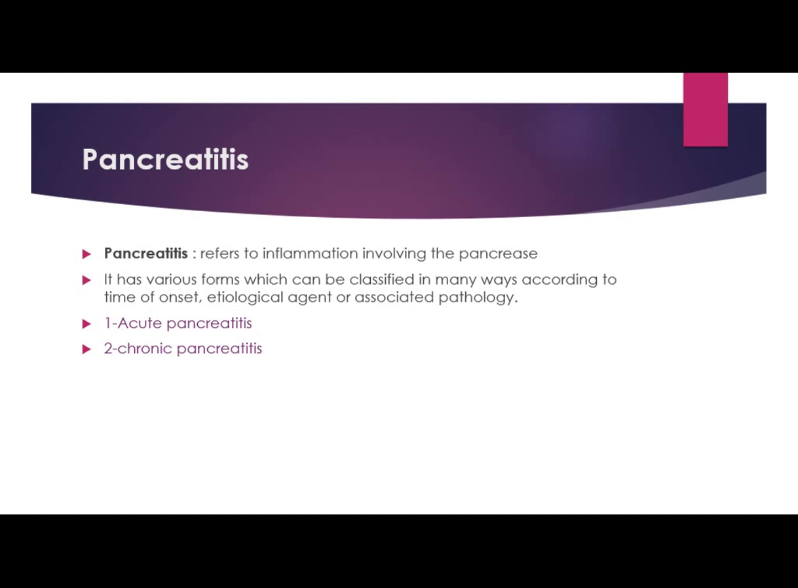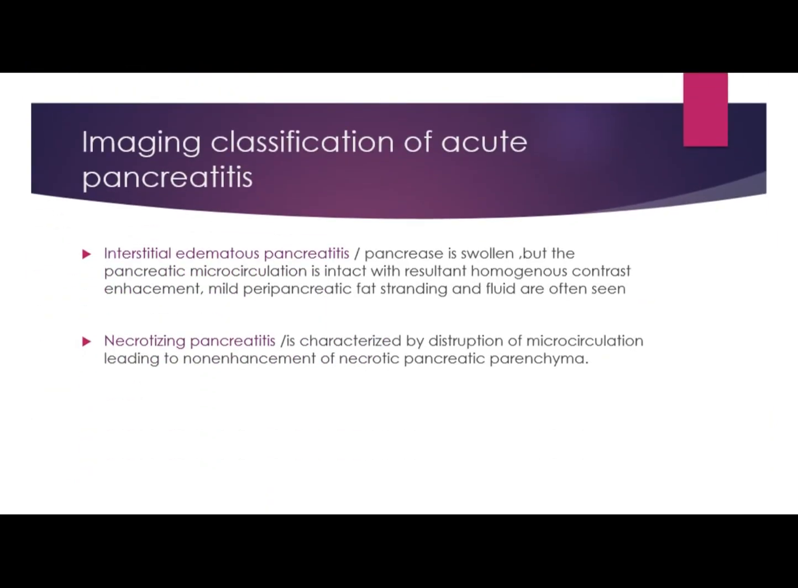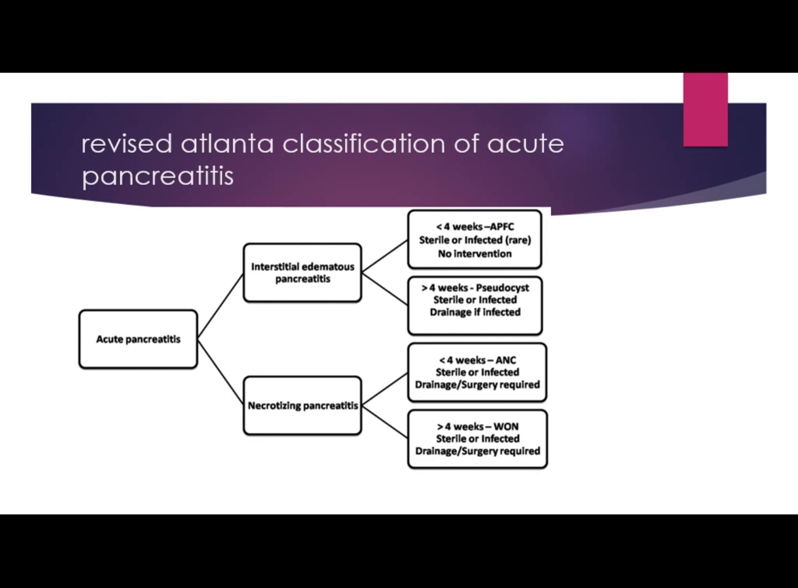According to the duration, there's acute pancreatitis and chronic pancreatitis. Acute pancreatitis is subdivided into interstitial edematous and necrotizing pancreatitis. In interstitial edematous pancreatitis, the whole pancreas is swollen and edematous, but the pancreatic microcirculation is intact, so there will be homogeneous enhancement. But in necrotizing pancreatitis, there will be disruption of the microcirculation, so there will be non-enhancement of the necrotic part. There will be necrosis within the pancreas.